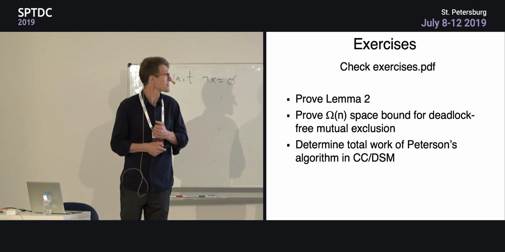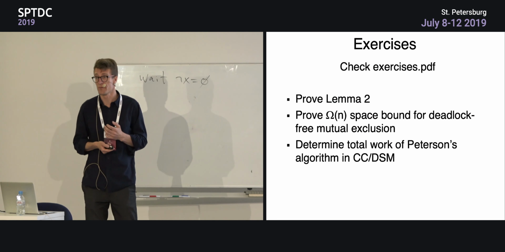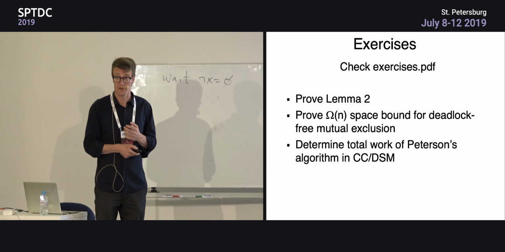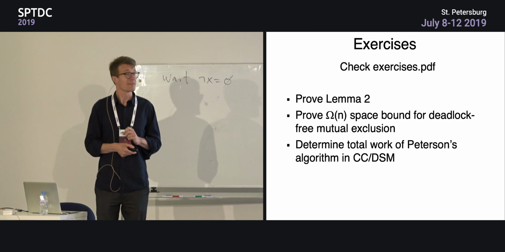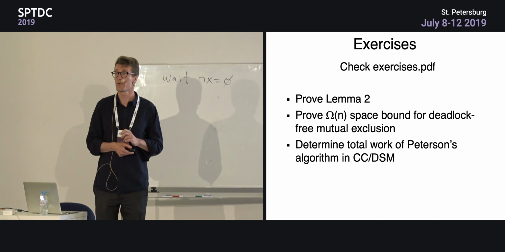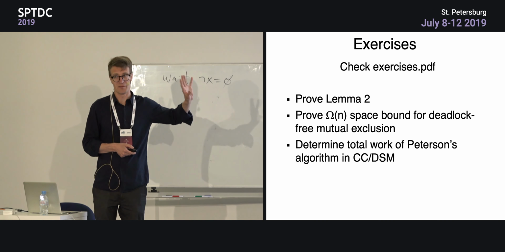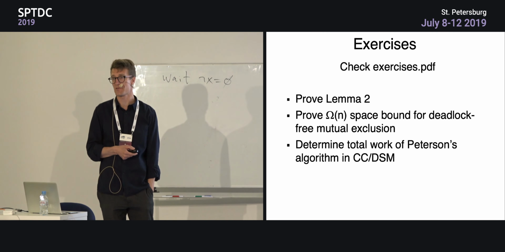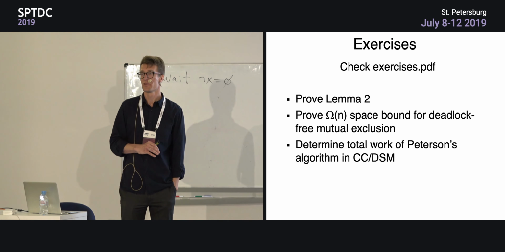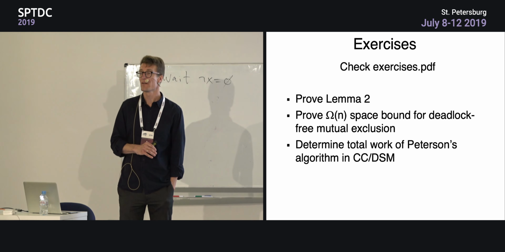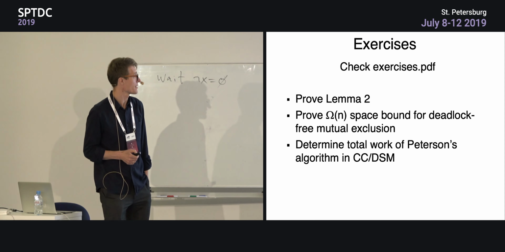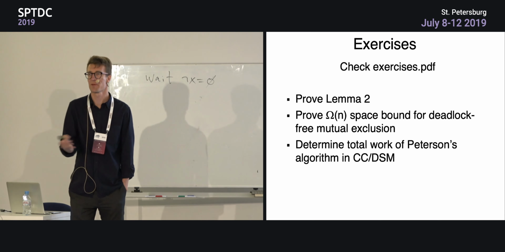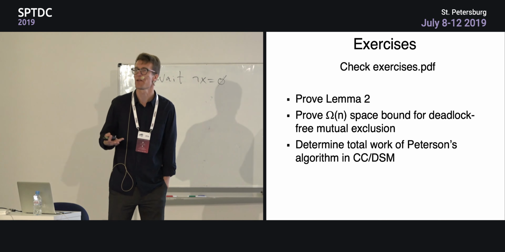So the exercises. So this famous lemma 2, which I think is almost immediate. So the omega n space bound for deadlock-free mutual exclusion. Yeah, so now it's a space bound. It's not a total work bound, but a space bound. It's actually a classical result, but it's very interesting to try to solve it yourself. To show that you require n registers, actually, exactly n registers, to implement deadlock-free mutual exclusion for n processes. And well, the total work for Peterson's n-process algorithm for GSM and CC. I think it's also a nice exercise to understand what these models are about.